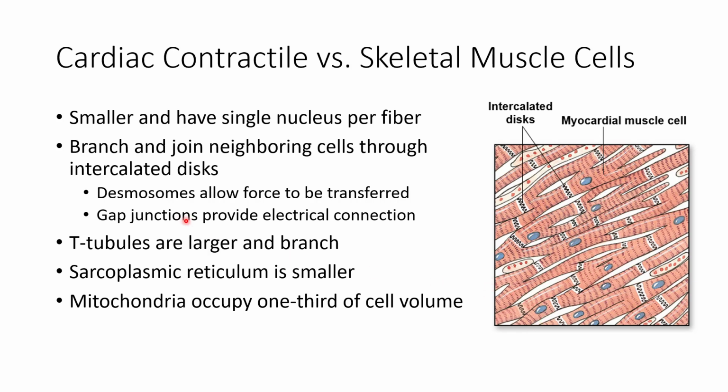Additionally, they do have T-tubules, but they are a lot larger and they are branched. The sarcoplasmic reticulum that holds the calcium isn't as large, it's smaller. And mitochondria make up about a third of the space within our myocardial cells. So we have a lot of mitochondria inside these cells.